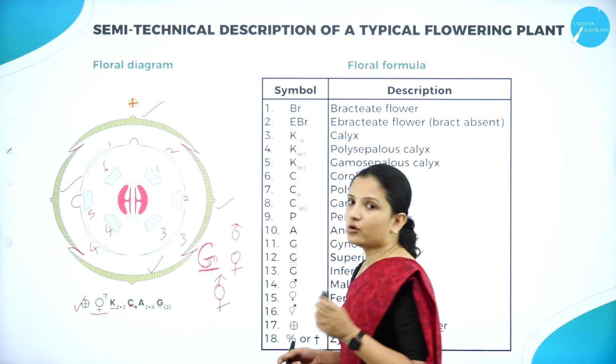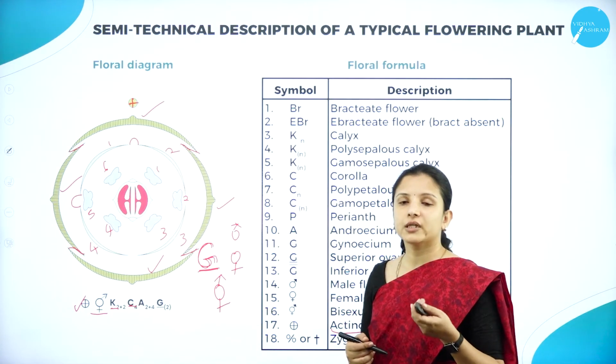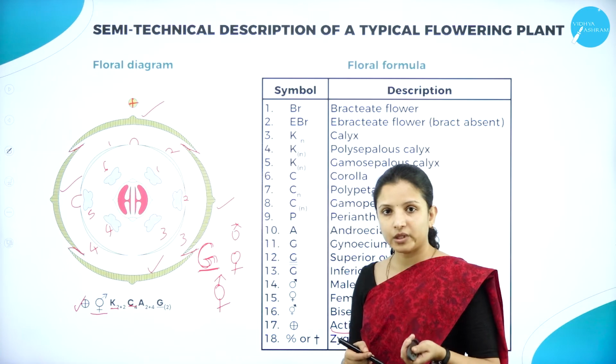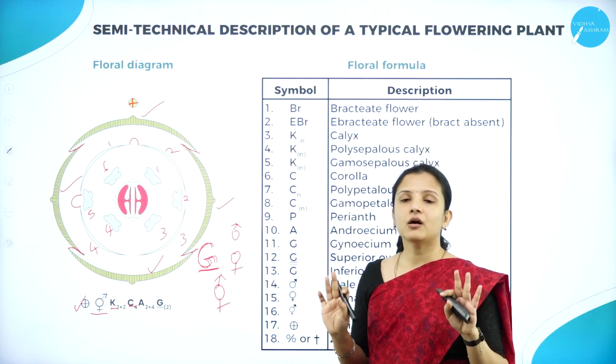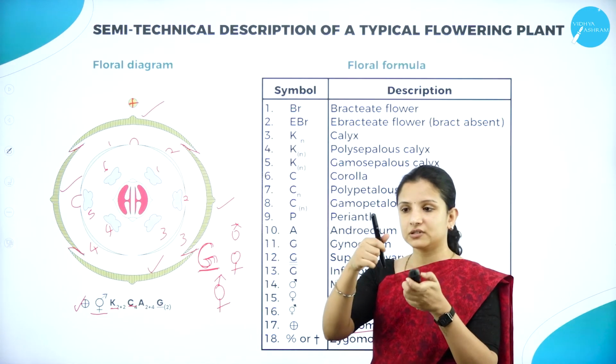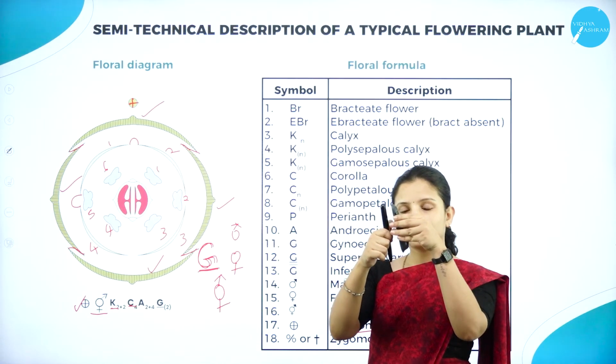Next, androecium. You'll count the number of anthers. How many anthers are present? How many anthers are facing away from the ovary or facing towards the ovary? So, if this is the gynoecium, how many are facing towards the ovary?